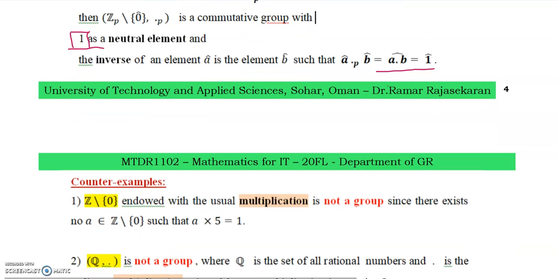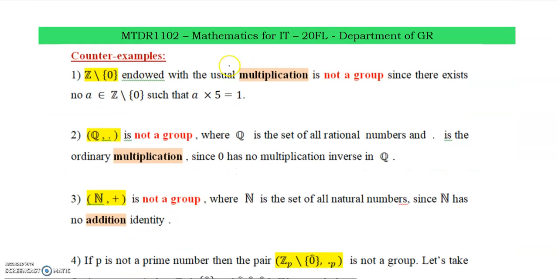Now, you see the counter examples. Counter examples means which are not a group, which are not a Boolean group. Here we see a few examples. Now you see here Z minus 0, the set of all integers, if we leave 0, with the usual multiplication as a binary operation, is not a group, since there exists no a belongs to Z minus 0 such that a multiply 5 is equal to 1.